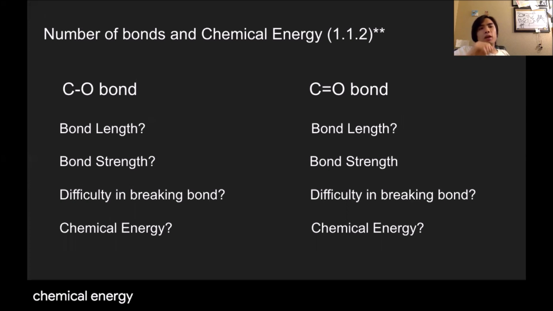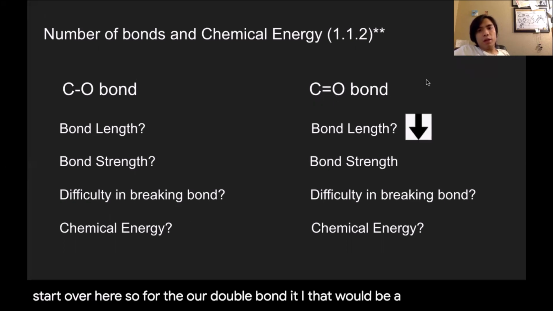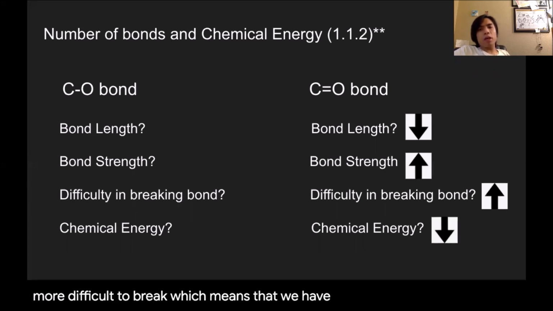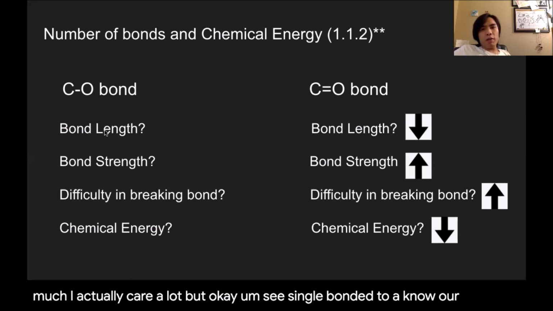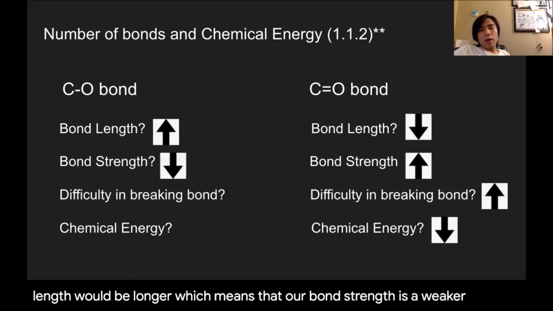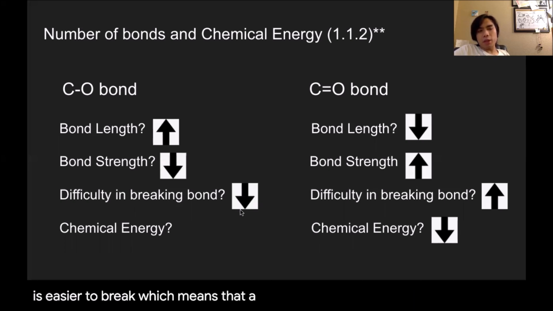Compare the chemical energy in the bond over here, this carbon to this oxygen, to the bond from this carbon double bonded to this oxygen. For our double bonded, that would be a ketone. Our bond length is shorter because of that double bond. That means that it's stronger, which means that it is more difficult to break, which means that we have lower chemical energy because it's harder to break and utilize the energy within. C single bonded to an O, our bond length would be longer, which means that our bond strength is weaker, and that is easier to break, which means that the difficulty is lower, and that means that you can easily break it to utilize the chemical energy within, meaning that we have a higher amount of chemical energy.